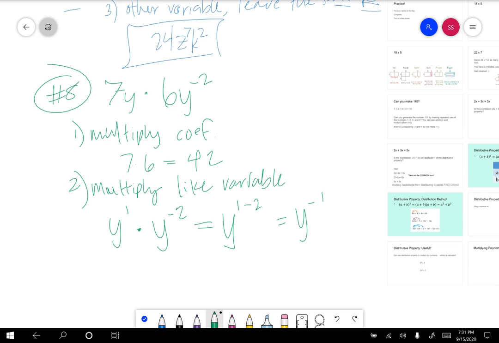Okay, and then we're going to combine our answers. 42 times y to the negative 1. And there we go. So that's how you deal with the negatives. It's basically just you're going to subtract with the negatives instead of adding.